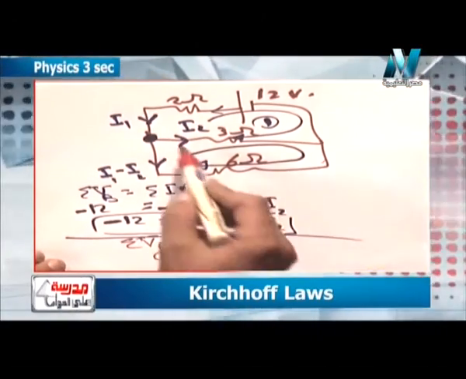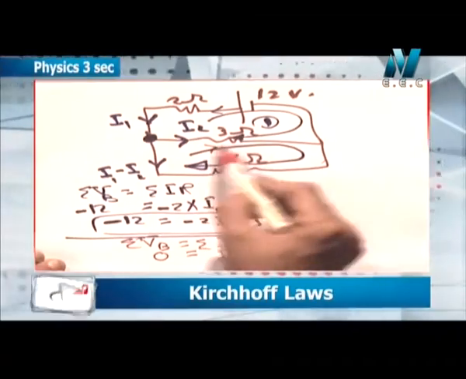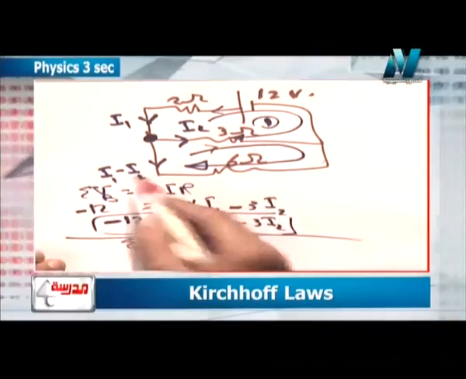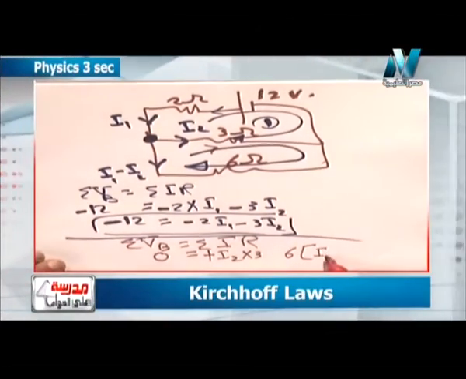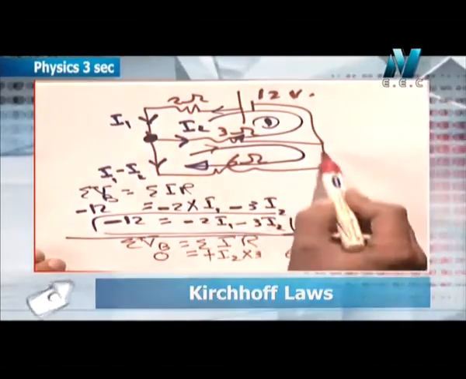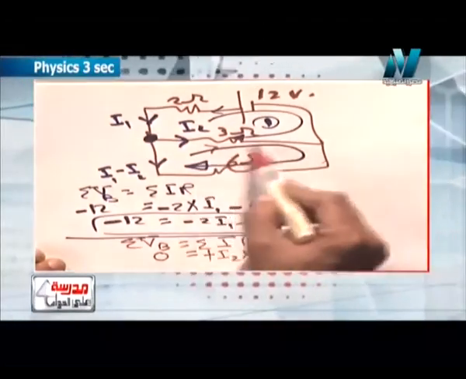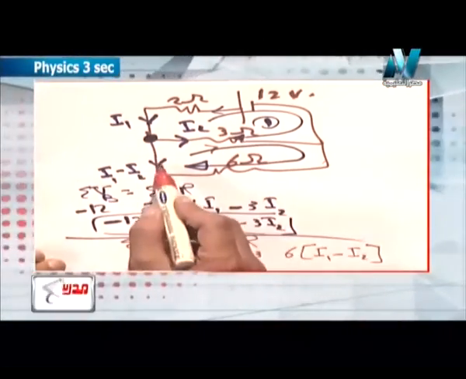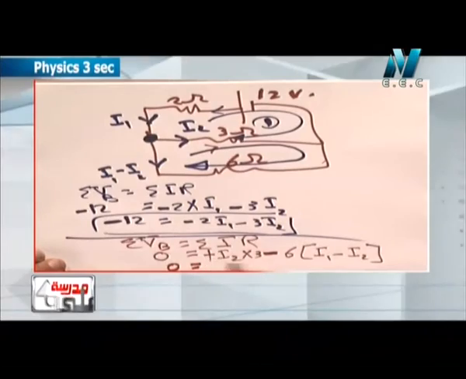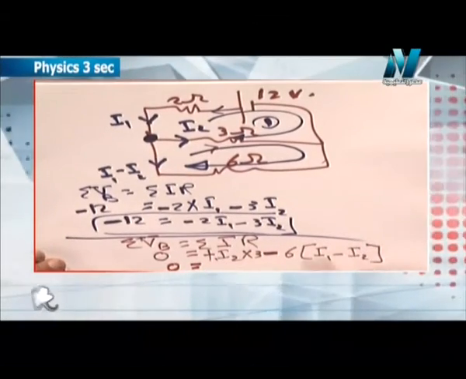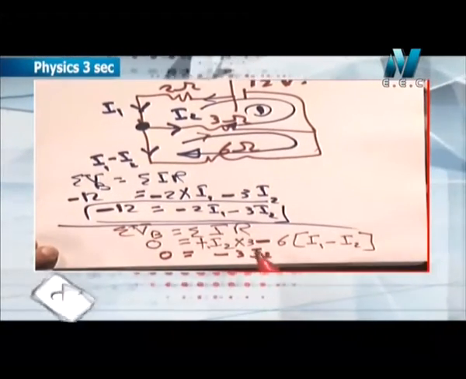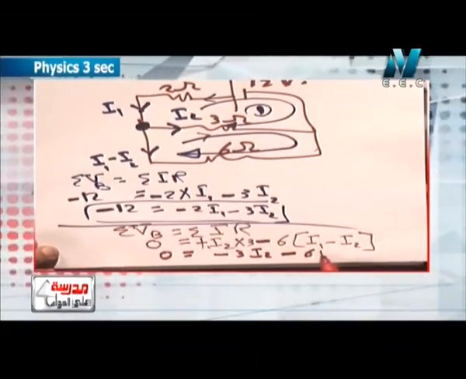While the right side is I2 times 3, and the loop is in the same direction, so here positive, and 6 times (I1 minus I2). Here I1 is clockwise, but I2 is anti-clockwise, in the opposite direction, so negative. 0 equals 3I2 in positive and 6 in negative, so minus 6I1 plus 6I2.